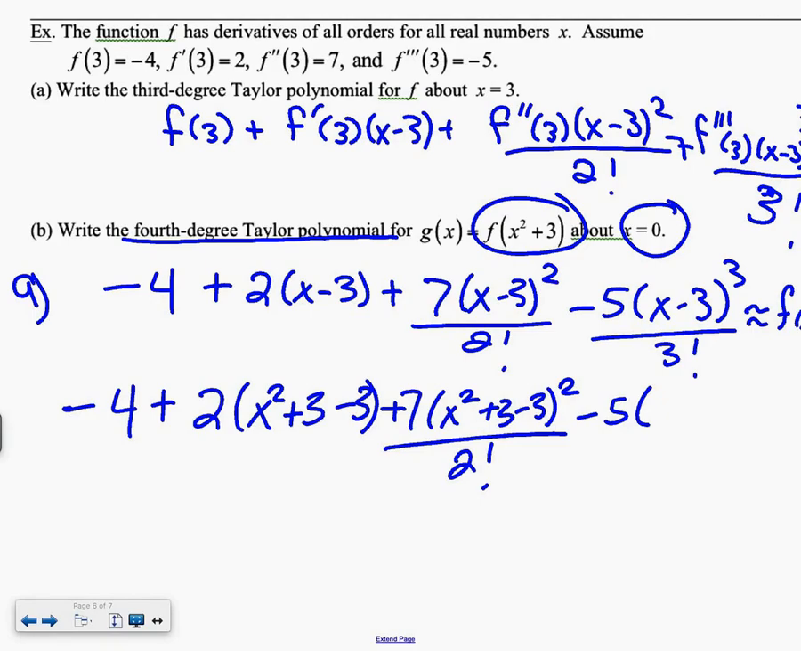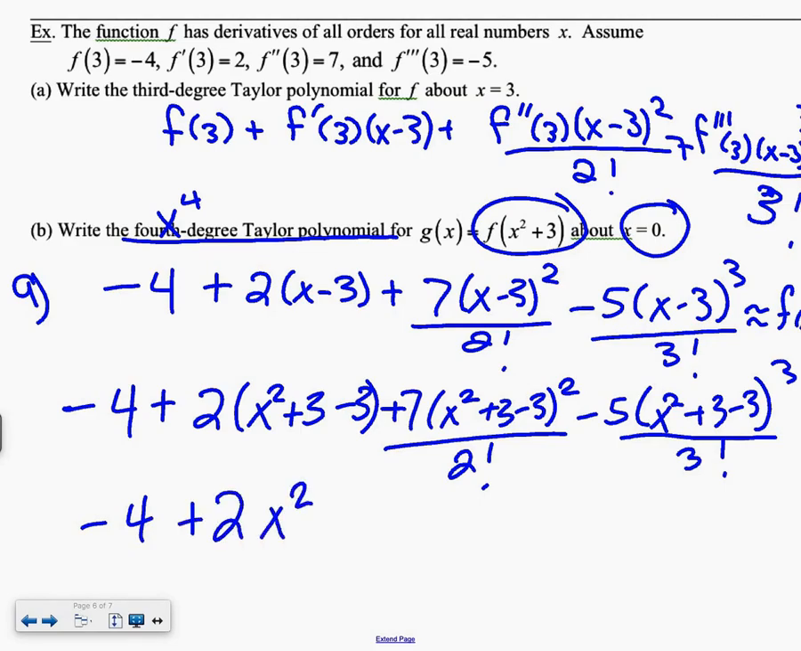We'll talk about why it's not necessary. But do you see that I just did a substitution? That's all I'm doing. They want the 4th degree, which means you're going to stop when you hit x to the 4th. So I get negative 4 plus 2x squared. Why am I automatically about 0? Because the 3's cancel, and you just have an x now. So those cancel, and I get plus 7 times x squared squared, which is x to the 4th. Do you see that I'm going to stop right there? I'm not going to put the next term on because I'm already at the 4th degree.